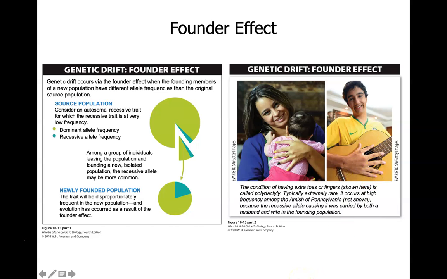Now, our book says that this has occurred in a high frequency in the Amish population in Pennsylvania, and that was because there was a husband and wife that founded that population that both had this disease. Now, this is a homozygous recessive condition. And so the resulting Amish population in Pennsylvania would have a higher percentage of this polydactyly allele than the source population that they came from, and also the rest of the human population around them.